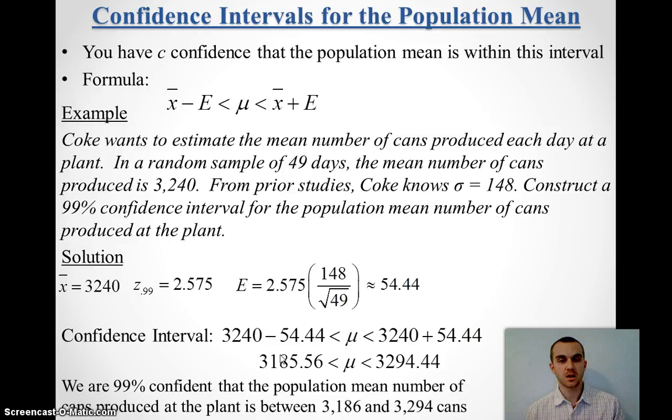So what I could say, and we do want to write these as sentences, we are 99% confident that the population mean number of cans produced at the plant is between 3,186 and 3,294. And the reason, if you look, I can't go down to 85 because I've got the 5, 6, so I have to go up to the next whole number because I'm dealing with cans. And this one I have to go down, not because it's 44, but because I can't go to the next can. That would be outside of my parameter. So I would go down to the can that comes before that.